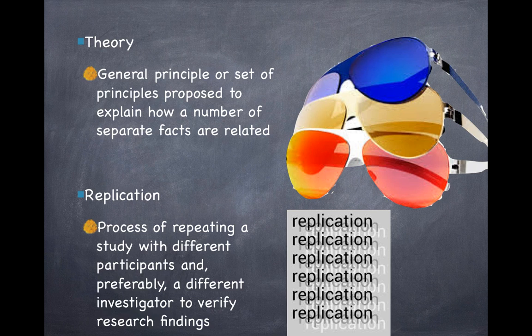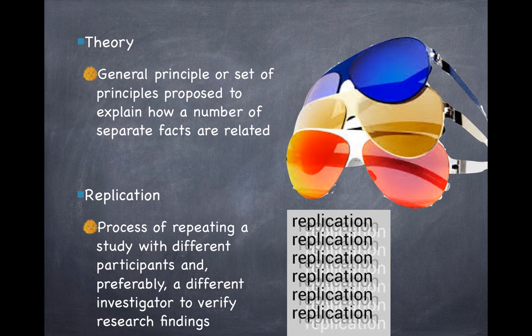So a theory is a general principle or set of principles proposed to explain how a number of separate facts are related. Now there's more than one way to view these sets of facts and how they are related, and that's what theories are, and that's why there's more than one theory. Now what's important with any piece of research is, one, the more pieces of research you develop that say similar things, the stronger your theory becomes.